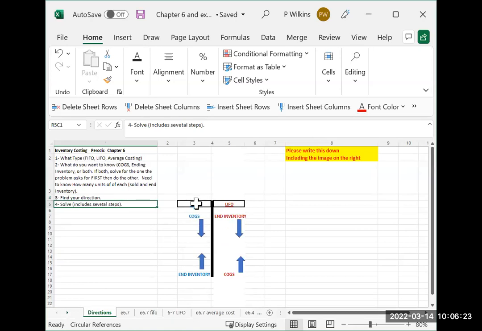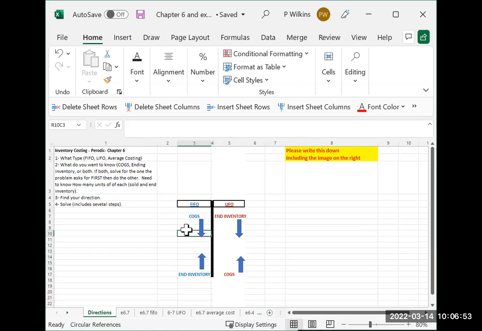So you're going to want to write this map down. We've got FIFO on the left side, okay? Cost of goods sold is at the top with an arrow going down. Ending inventory is at the bottom with an arrow going up. On the right-hand side, we have LIFO, last in, first out. With LIFO, the ending inventory is at the top with an arrow pointing down, and the cost of goods sold is at the bottom with an arrow pointing up.